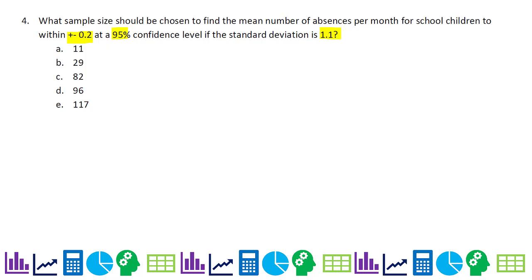Number 4, what sample size should be chosen to find the mean number of absences per month for school children to within plus or minus 0.2 and a 95% confidence level if the standard deviation is 1.1? So we've got first our margin of error formula. Hopefully that's starting to become pretty familiar. It's your critical value times your standard error for your sample, so that's a t star.